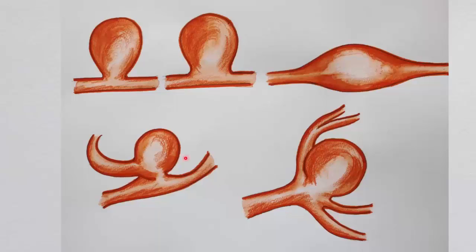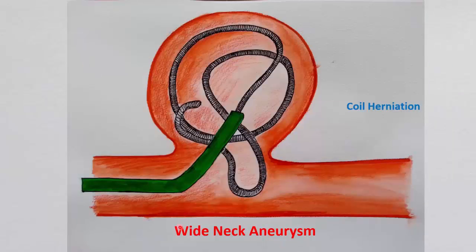However, we are aware that all these aneurysms are of various shapes and morphology. This is the narrow neck aneurysm, this is the wide neck aneurysm, and this aneurysm has no neck. This is fusiform aneurysm. In this case, one of the branches is arising from the aneurysm, and this is a complex shape aneurysm. This is the wide neck aneurysm.